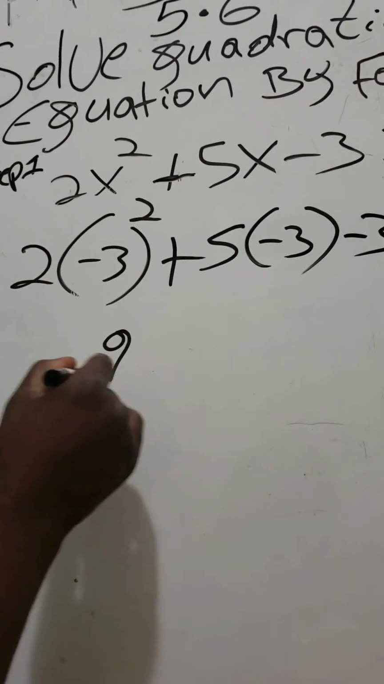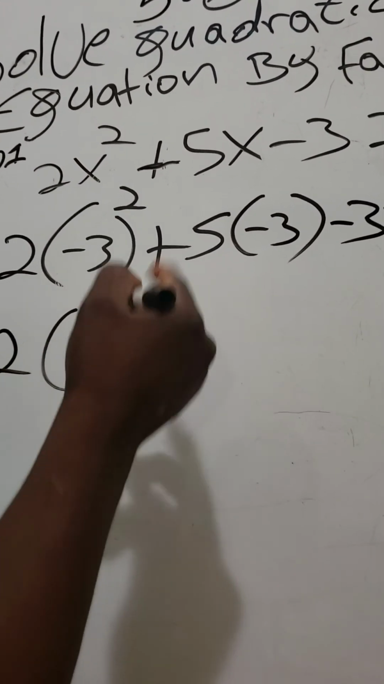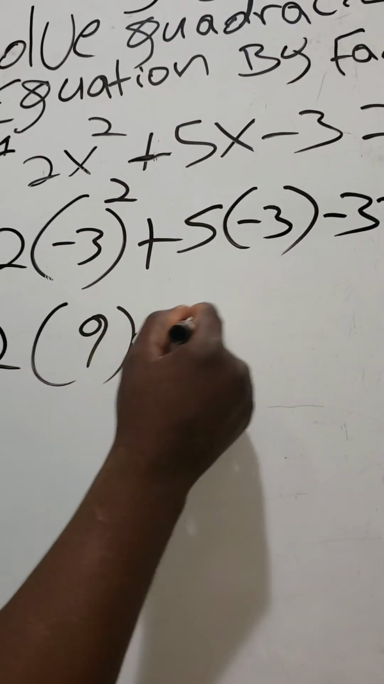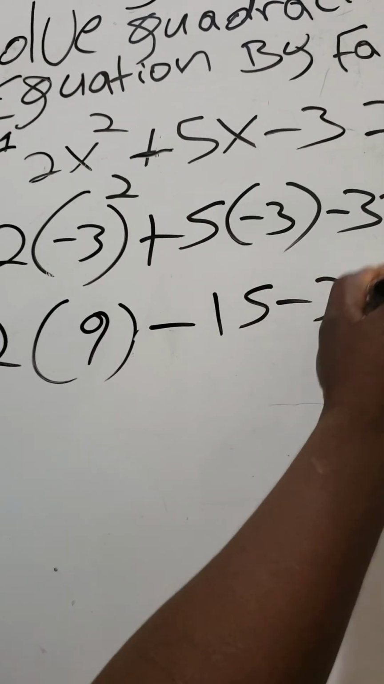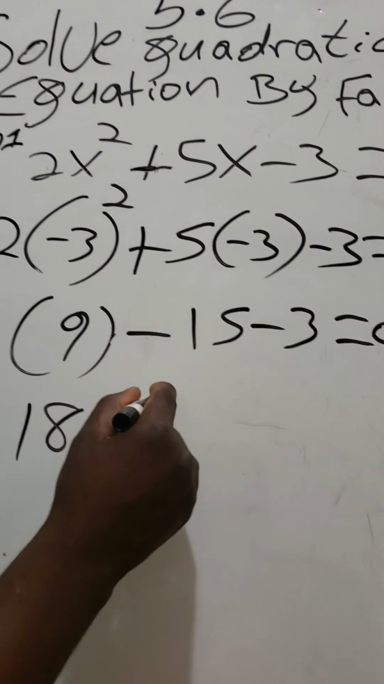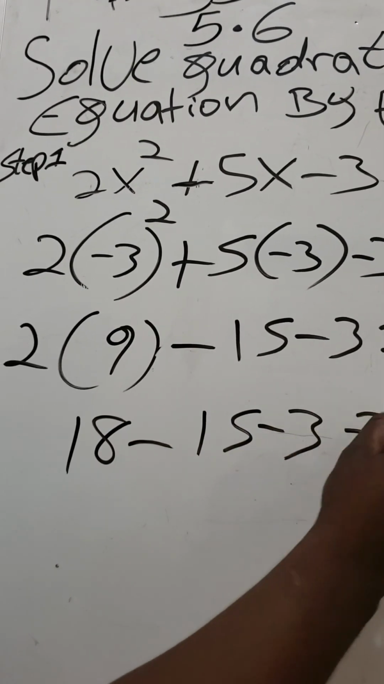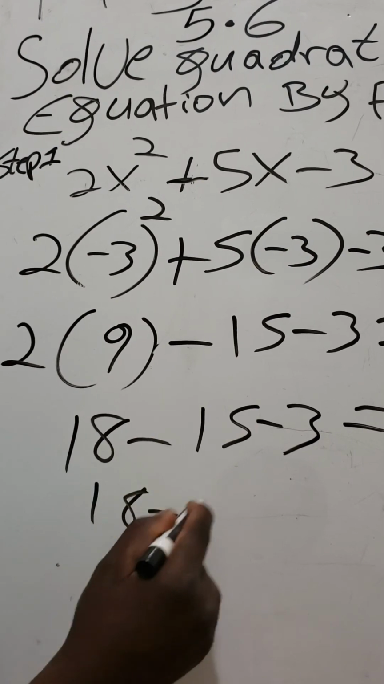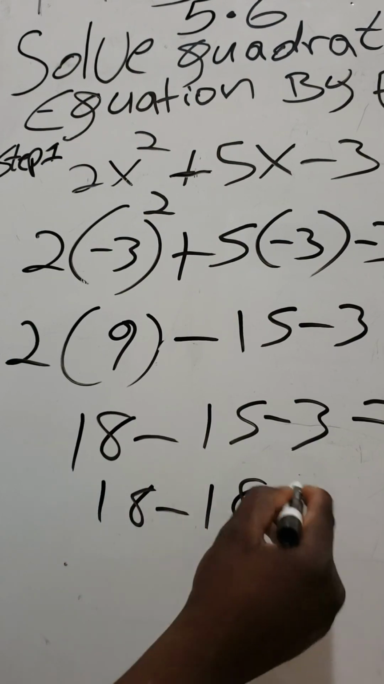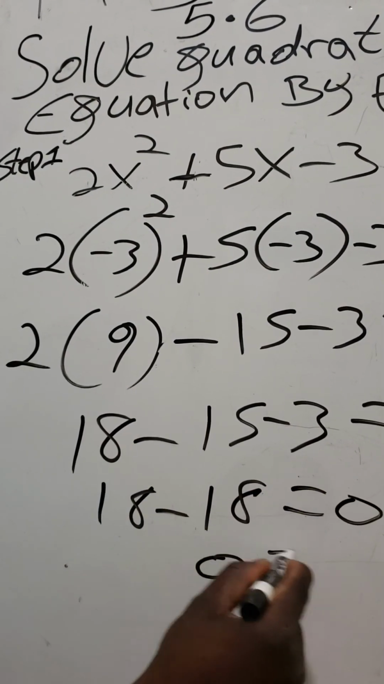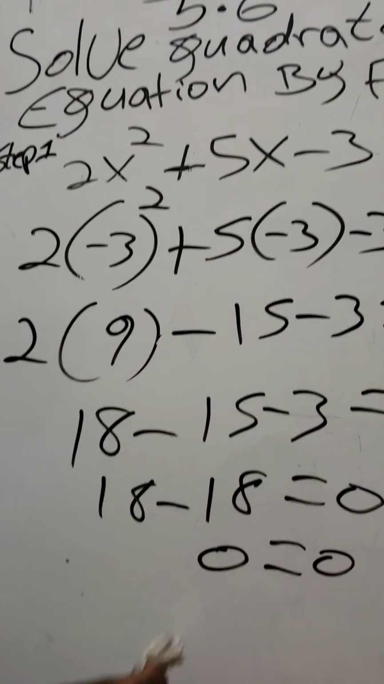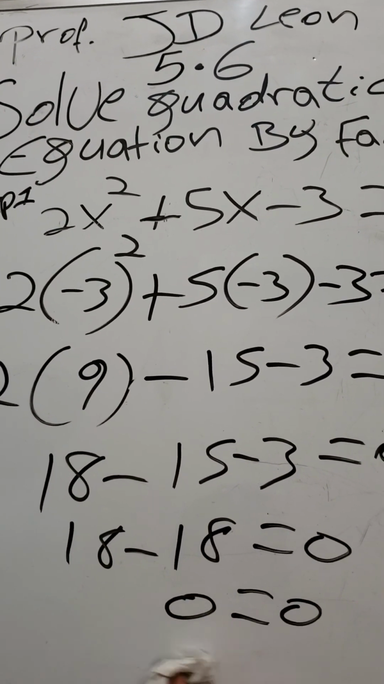-3 squared gives you a positive 9, times 2, plus 5 times -3, which gives you -15. So that's minus 15 minus 3 equals 0. 2 times 9 is 18. 18 minus 15 minus 3 equals 0, which is technically 18 minus 18. 18 minus 18 is 0. 0 equals 0. So that tells you both solutions are valid, because when you check them, it's 0 equals 0, which is valid.